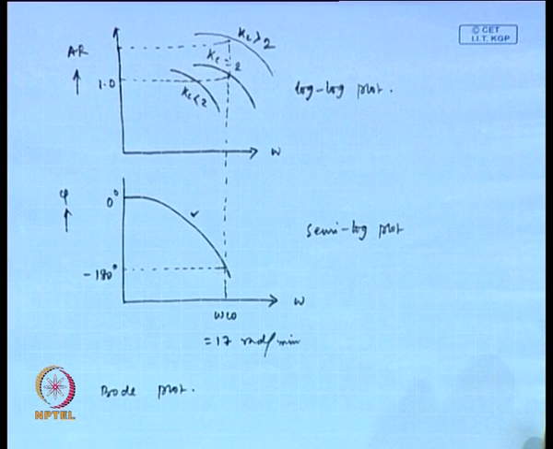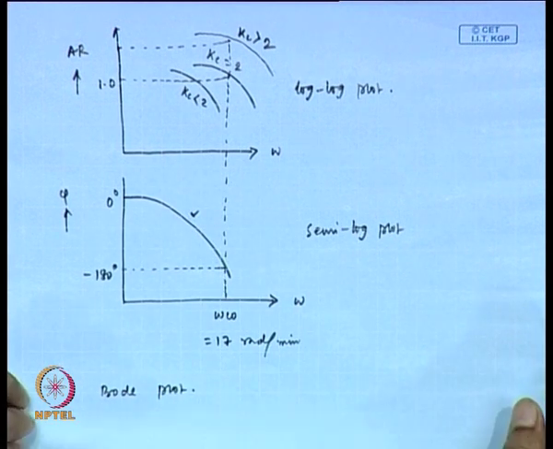So, in the next class we will discuss the stability criteria, continuing this portion. Thank you. I hope presently what we are discussing is the most difficult part of process control.